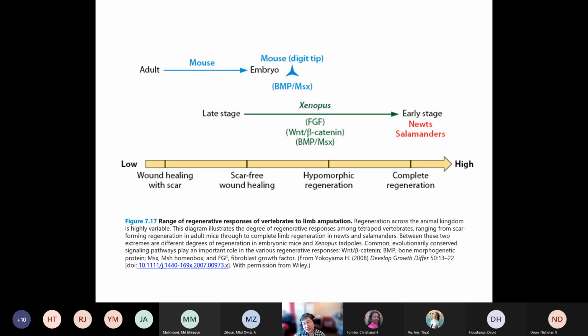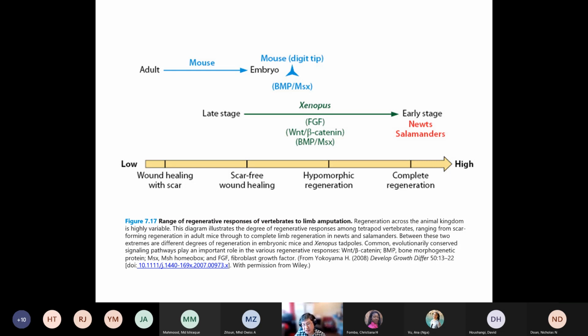Like in humans, if you unfortunately have an accident and the limb has to be removed, it eventually heals with a scar and nothing more than that. It's just a scar to replace the limb. A better outcome, a better power of regeneration, is scar-free wound healing.